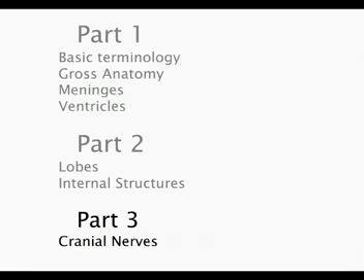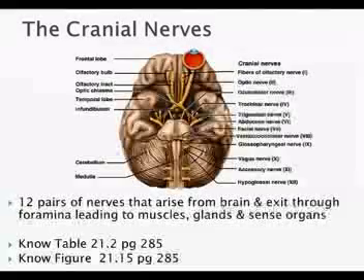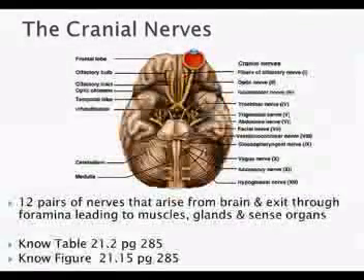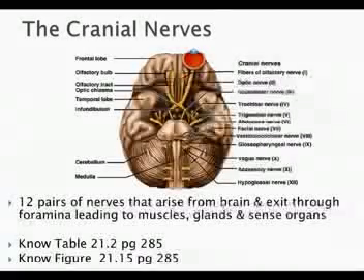You usually can get the first three, but anything after that, it's really difficult. So you really got to use some of the images that are provided in your textbook and your lab manual to get familiar with all 12 nerves. Like I said, there are 12 nerves, and they pretty much arise from different areas in the brain and then exit through foramina, right? So those holes in the skull, and then they lead to different muscles and glands and organs around the face and the body.